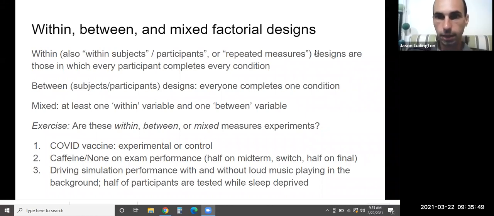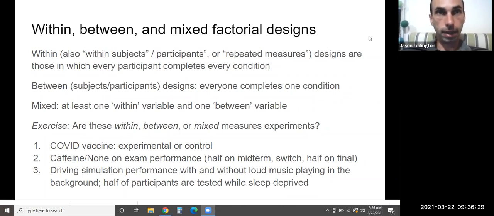All right, next one, caffeine versus no caffeine on exam performance. And let's say that half of the participants are given caffeine before the midterm exam and half are not. And then we give a final exam, and the ones that were not given caffeine, they're given caffeine for the final. And the ones that were given caffeine for the midterm are not given caffeine for the final.